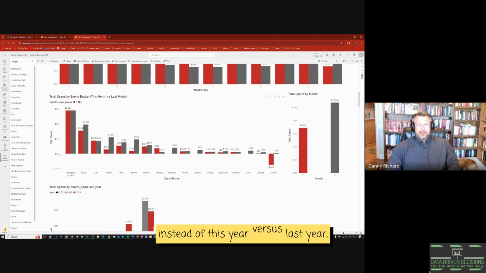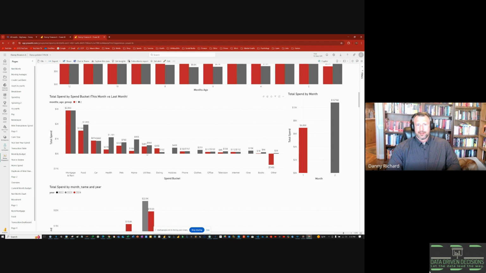Instead of this year versus last year, this is this month versus 2 months ago. So 1 month ago versus 2 months ago. Where's the difference in spending? Same is mortgage. Food, I'm spending a lot less. Car is the same. Health, a lot less. Pets is significantly less, 200 less. Home is way less. Utilities is even less.